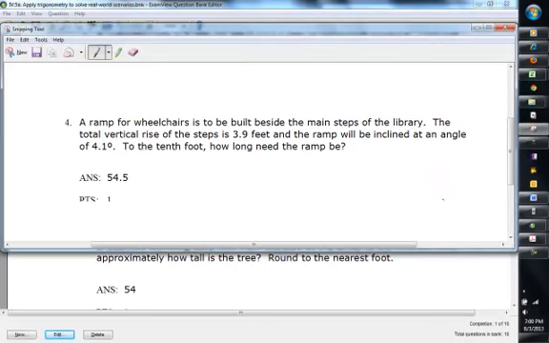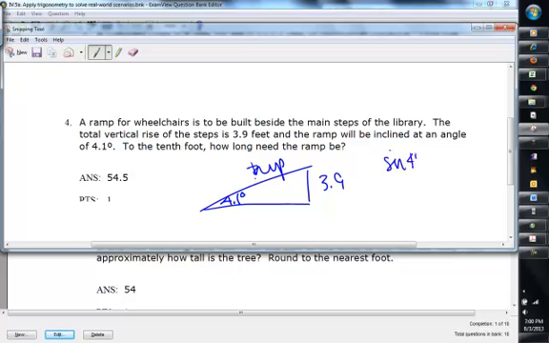A ramp is to be built beside the main steps to the library. The total vertical rise of the steps is 3.9 feet, and the ramp will be inclined 4.1 degrees. Since we aren't given the hypotenuse, we can't use rectangular conversions. We're looking for the hypotenuse, so how long will the ramp be? Well, the sine of 4.1 degrees is opposite, 3.9, over the hypotenuse. Or the hypotenuse is 3.9 over sine 4.1.